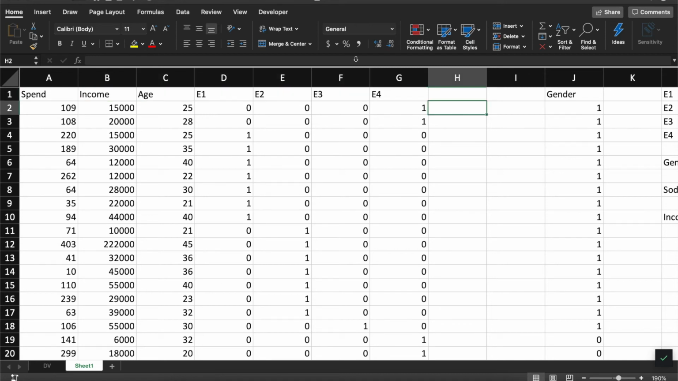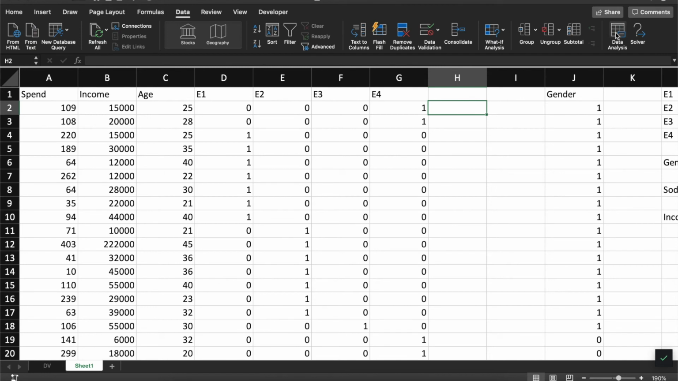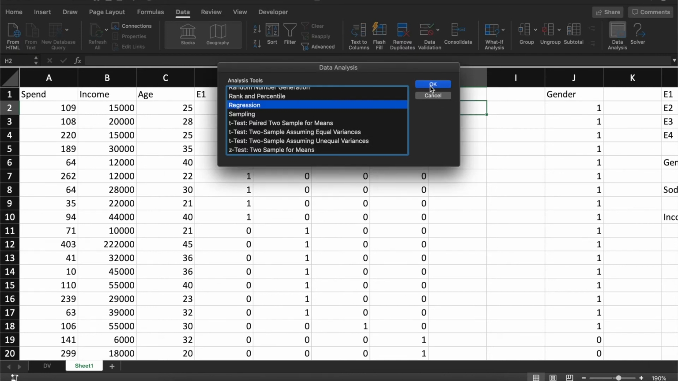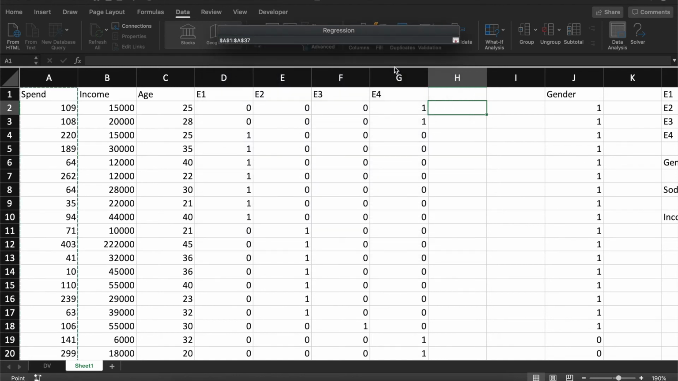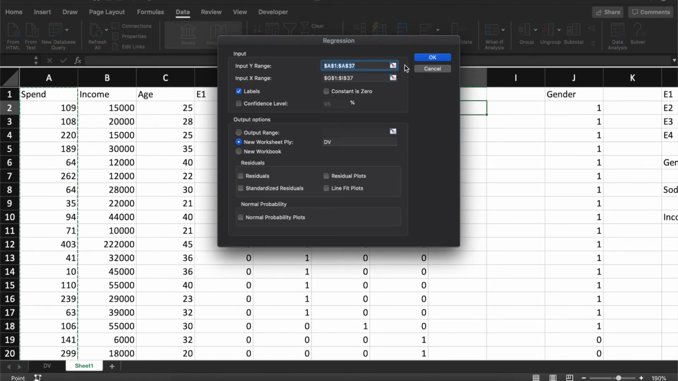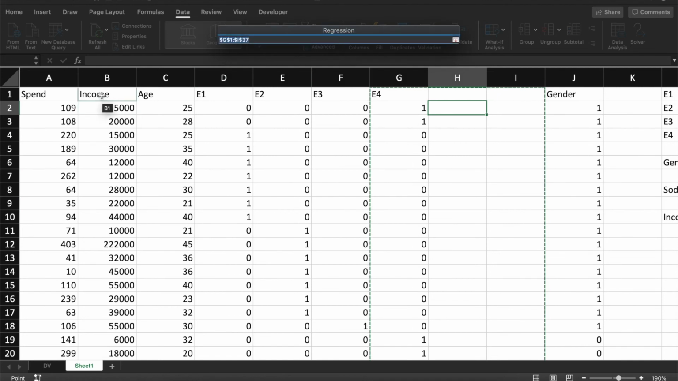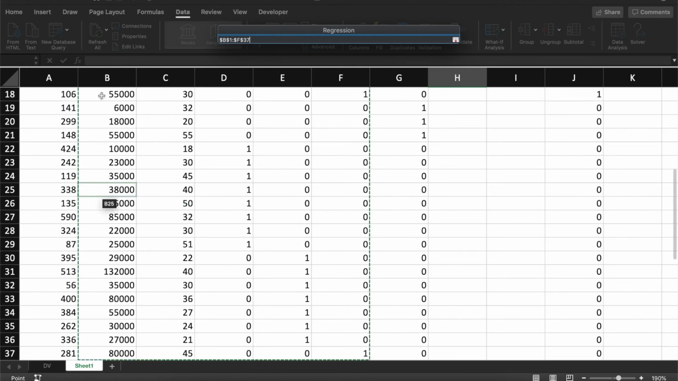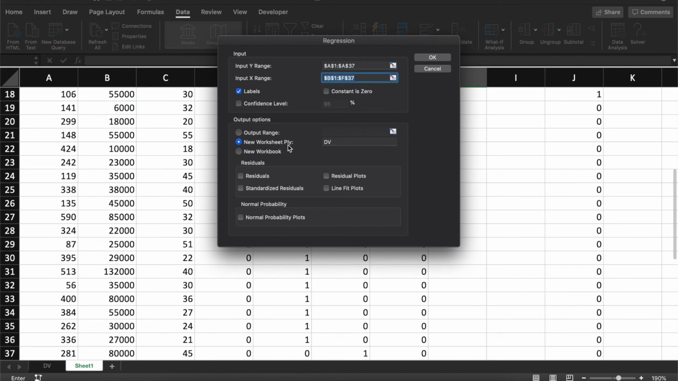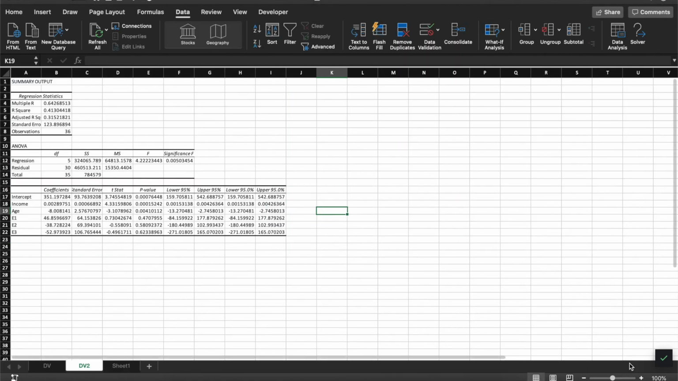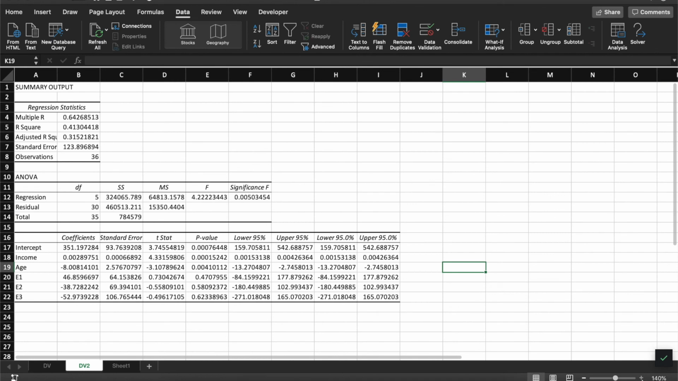Okay, so now I'm going to go ahead and run the regression: data analysis, regression. The Y range is still soda expenditures. The X range here is now income, age, E1, E2, and E3. Again, we're omitting E4. That's our base category. So select that range, and I'm going to hit labels and then send this to a new worksheet. I'm going to call it dummy variable 2. Okay, and hit OK. And there we go. We have our regression output. We can go ahead and take a look.